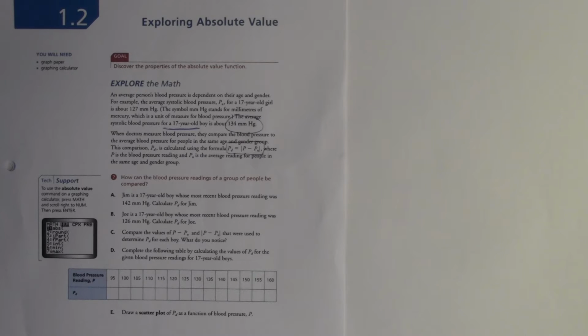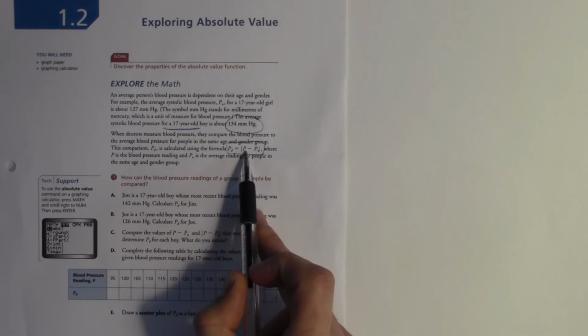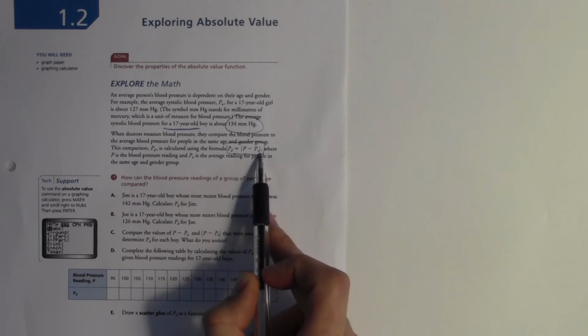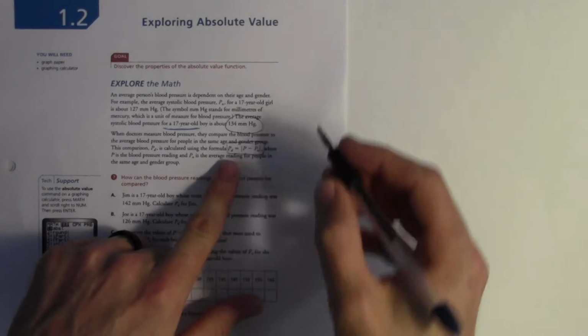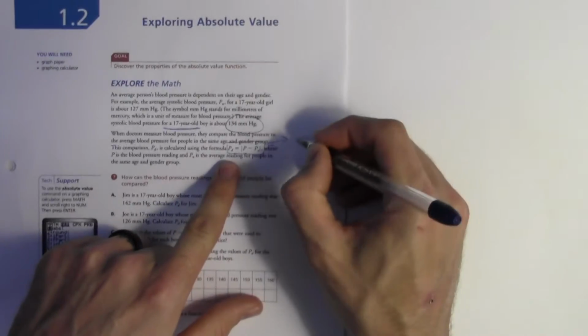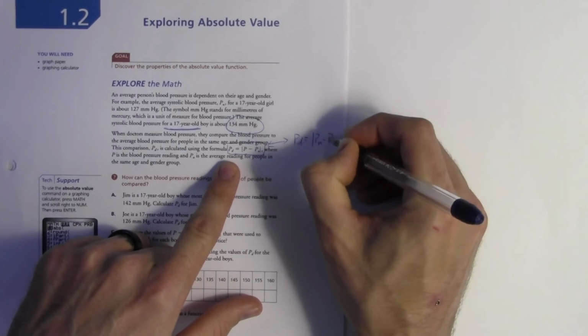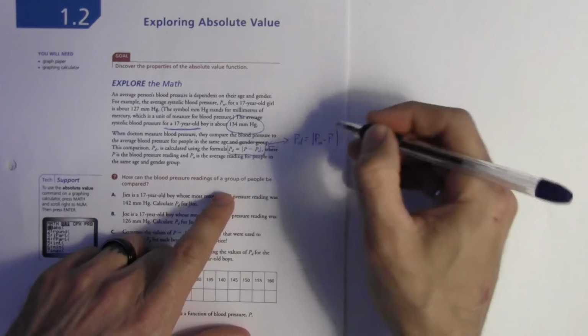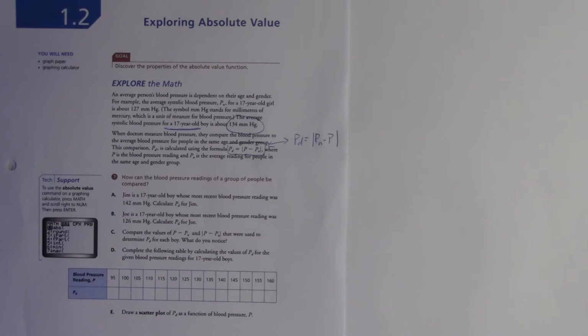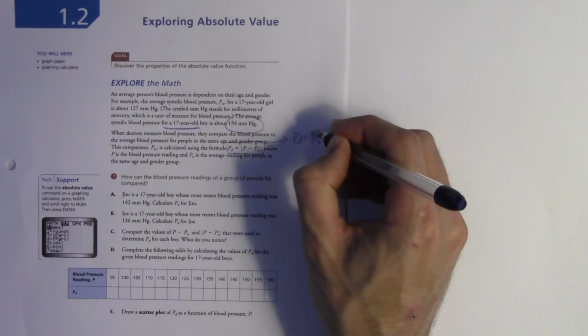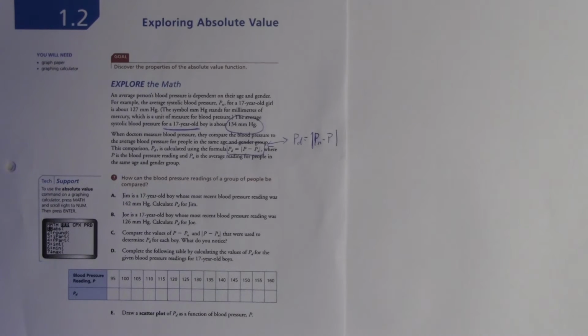Where P is the blood pressure reading, and PN is the average reading for people of the same age and gender group. So we're finding our result by taking whatever value we got minus the average. Is there a difference between this formula and this formula? Alex, what do you think? Are these two formulas equivalent? This formula and this formula.